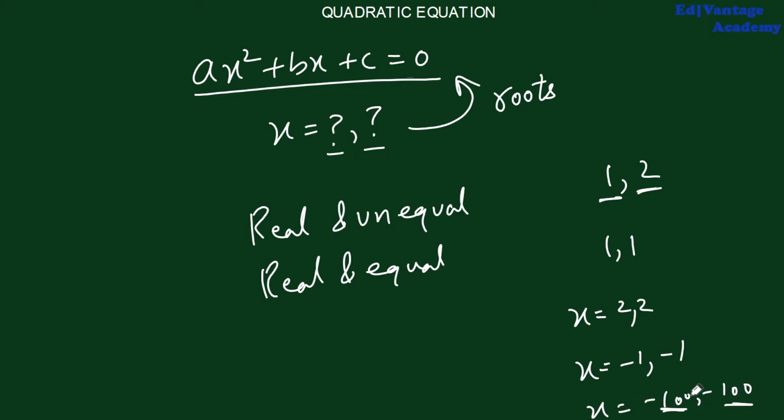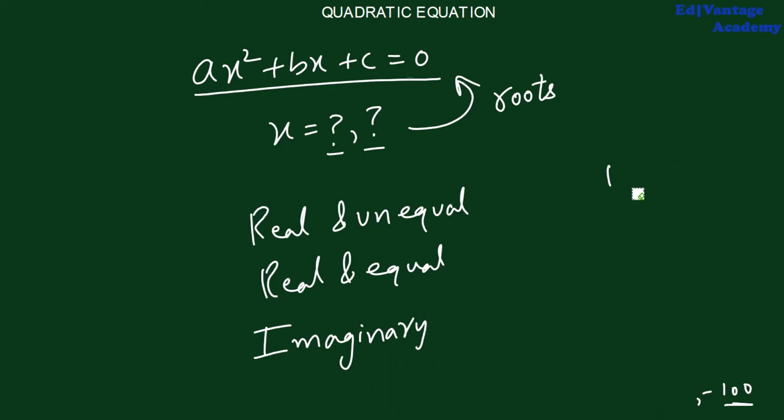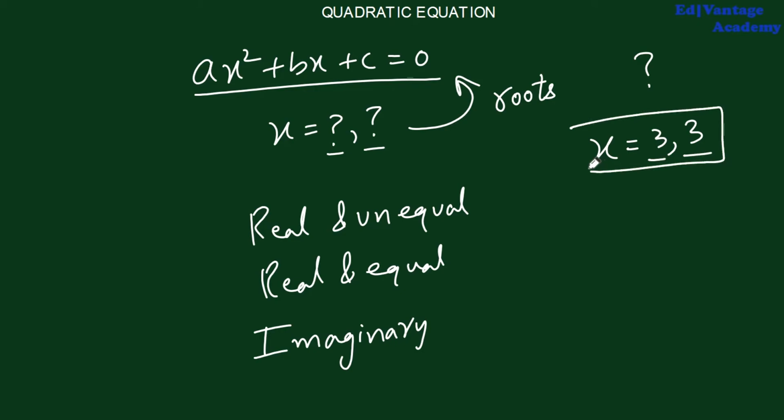So when you get two same roots for the quadratic equation, you say roots are real and equal, otherwise roots are real and unequal. There is another type of quadratic equation in which you can't find the real roots. For that type, we say the roots are imaginary. Suppose you found the roots, roots means values of x. Suppose you got x as 3 and 3, so you will say roots are real and equal.